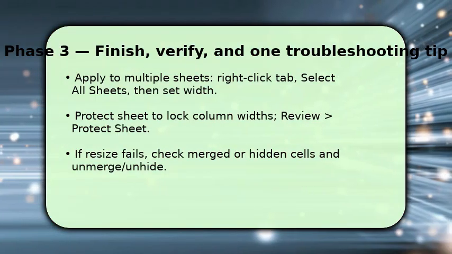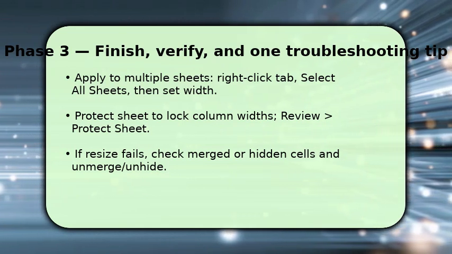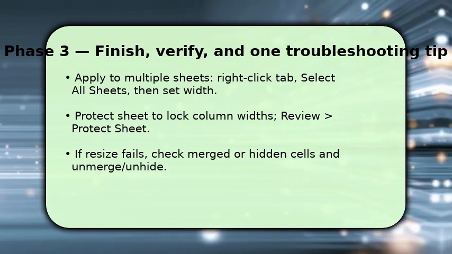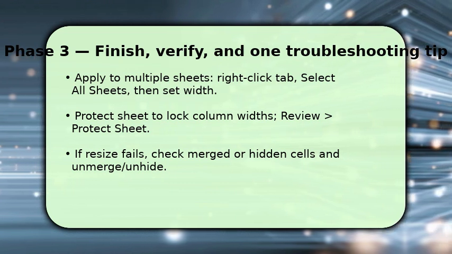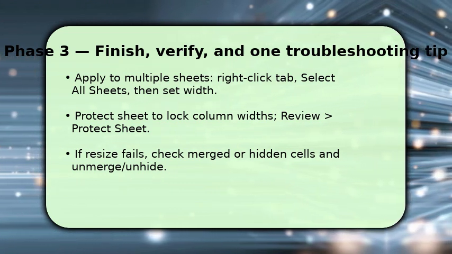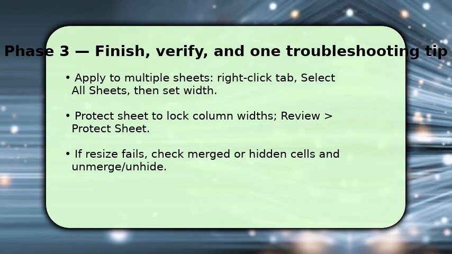To finish, apply your chosen width across the workbook. Right-click a Sheet tab, select all sheets, then set the column width so every sheet matches. After that, protect the sheet to prevent accidental changes. Review, protect sheet, and save a template if you reuse the layout. If things go wrong, here's one key troubleshooting tip.